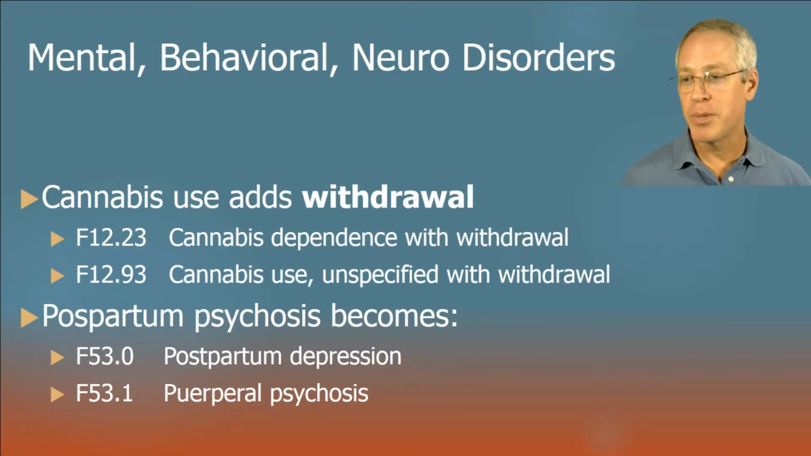All right, on to mental, behavioral, and neuro disorders. So cannabis is now regarded to have, for ICD-10 purposes, withdrawal. There was already a dependence, but by some definitions, a dependence is heralded by or defined by the possibility or the reality of withdrawal. So we add to cannabis dependence and cannabis use withdrawal. So simply added a withdrawal for both of those and a new distinct code F12.23 and 93.